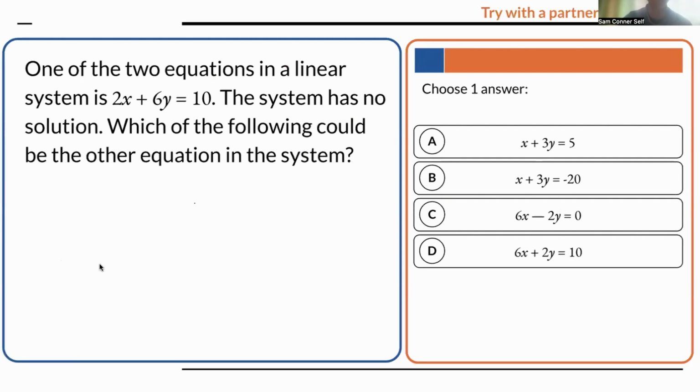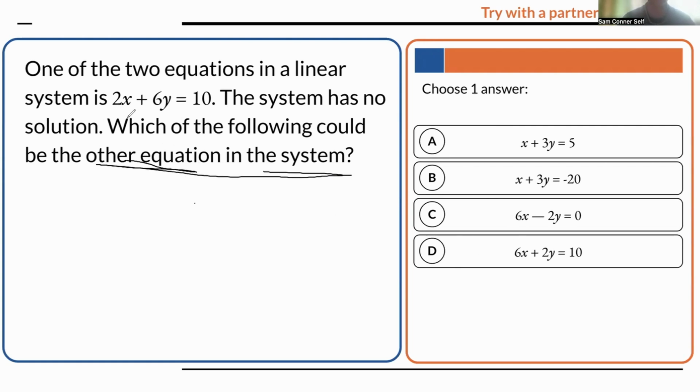So first we have a system of two equations, or one of the two equations in a linear system is 2x plus 6y equals 10, and the system has no solution. Which of the following could be the other equation in the system? So first off, they're asking us to find the other equation in the system. Our answer choices give us a hint that that's what they want.